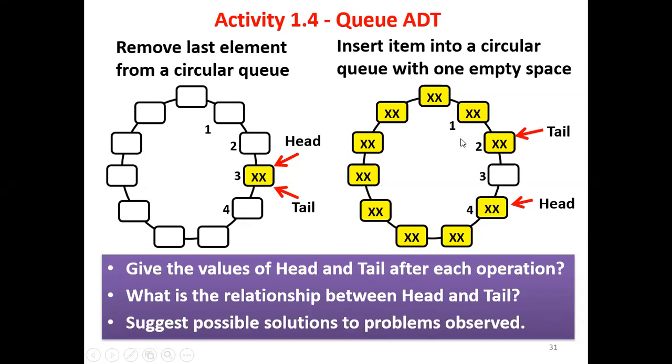This is another activity that you will be discussing during the tutorial session. We have 2 problems here. The first problem is when you only have one element in the circular queue and you want to remove the last element: what is the relationship between the head and tail? The second problem is if you want to insert an item into the circle with one empty space: what is going to be the problem or the relationship between the head and the tail, and what is your suggestion for how the problem could be solved?